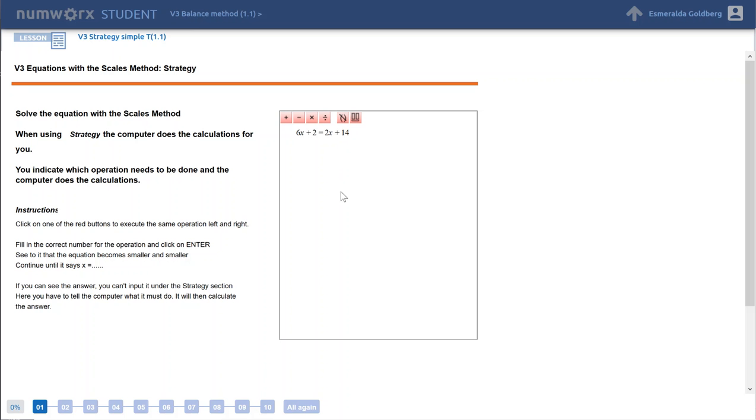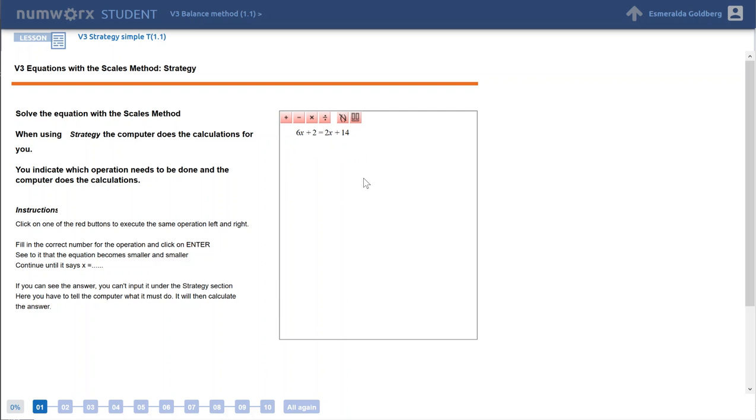Right, so imagine the scale that represents this equation. On the left-hand side of the scale, we would have 6 bags each weighing x and 2 loose marbles. On the right-hand side, we would have 2 bags of x and 14 loose marbles. The scale is in balance, so right now the left-hand side weighs the same as the right-hand side. What we could do is take away 2 bags of marbles from both sides.